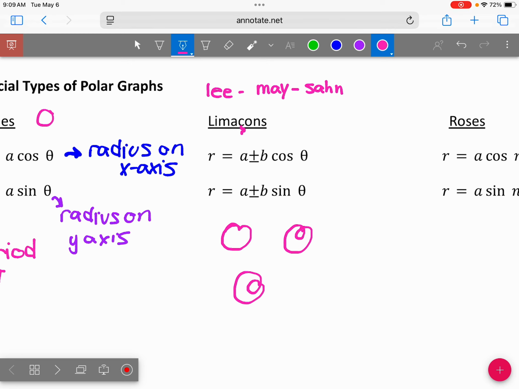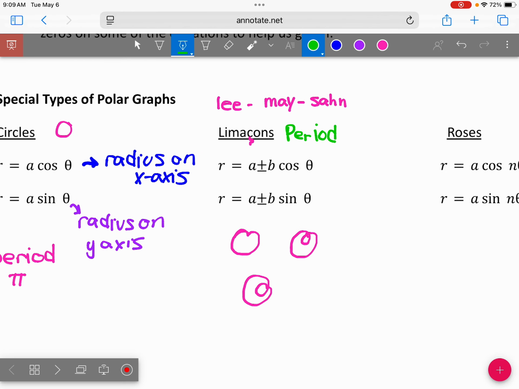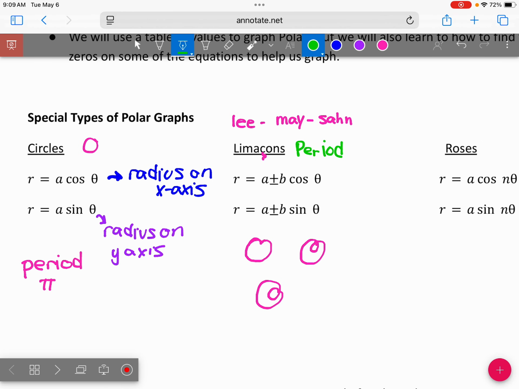And with Limacons, an important thing we need to have is the period length on this. These have a period of 2 pi. So these, we will have to fill in a whole table. Oh my gosh. There we go. My bracelets keep half turning in my iPad.